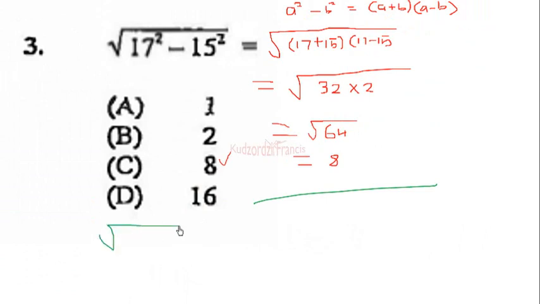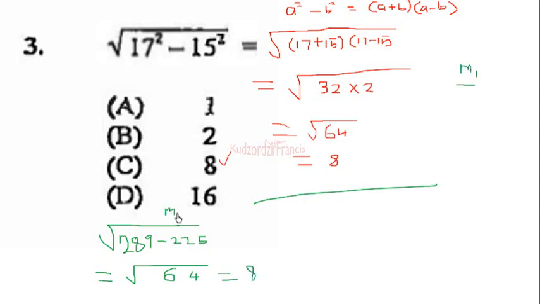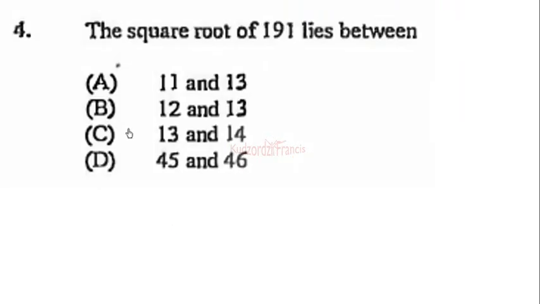If you don't want to do it this way, you can find the square of 17, which is 289. Then minus 15 squared, which is 225. If you subtract, you get 64. So the square root of 64 equals 8. So this is the first method and this is the second method. Any of them you can use.